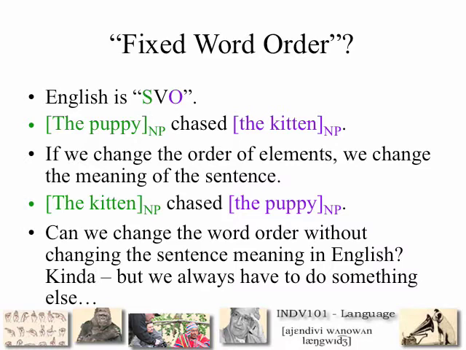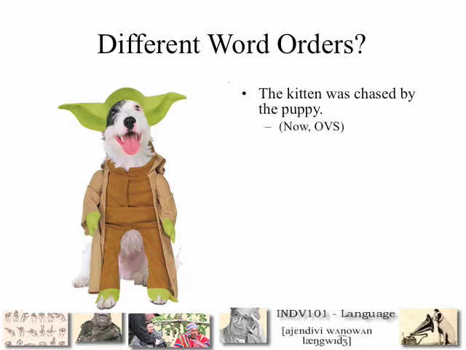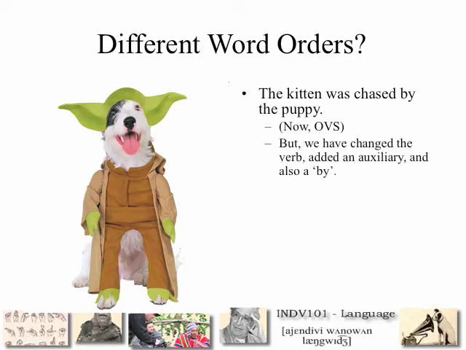We can actually change the word order without changing the sentence meaning in English, but it's tricky and we have to do some other things, and what we end up with is no longer a simple transitive sentence. So for instance, we can say the kitten was chased by the puppy, and now the thing which was the object in the original transitive sentence is at the front, and the thing which was the original subject is at the end, giving us what looks like object, verb, subject word order. But we had to change some things. We've messed with the verb a little bit, added in an auxiliary, added the preposition by. So what we're left with is now a different type of sentence.